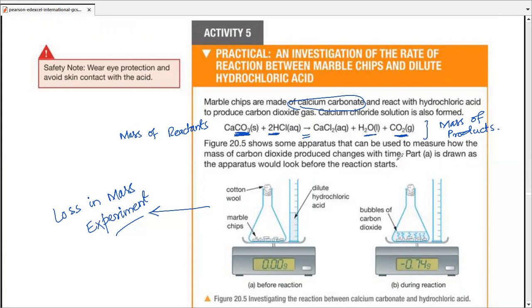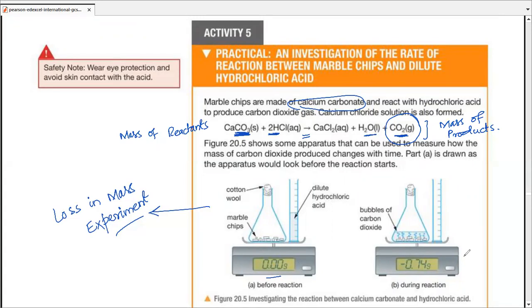However, if in any experiment a gas is being produced as a part of the product, and we allow the gas to pass out of the system, like in this case, take a look. We have marble chips, we have cotton wool, we have dilute hydrochloric acid, and before the reaction, their mass is measured.